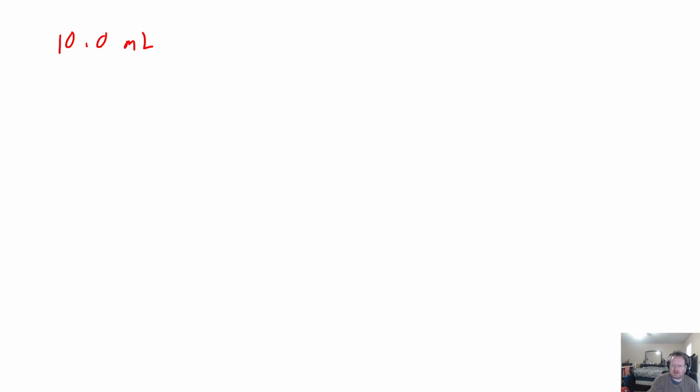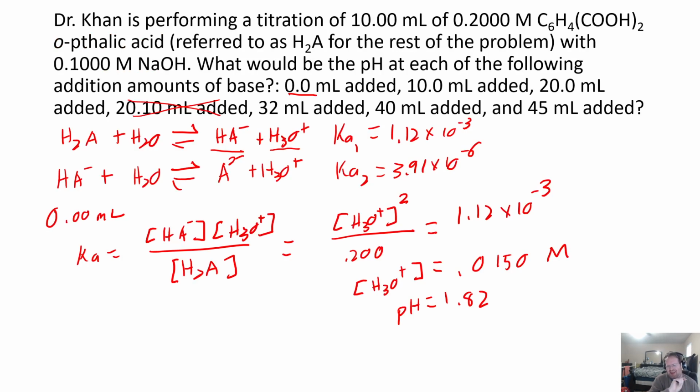But if you go back to the problem, you'll notice that if you calculate, the equivalence point is at 20 milliliters. That means 10 milliliters is the half equivalence point, and you can check that by comparing the number of moles of acid to moles of base. You can figure that out on your own. What that means is at the half equivalence point, you can just say pH equals pKa1. Look up pKa1, take the negative log of 1.12 times 10 to the negative 3, and you're done.